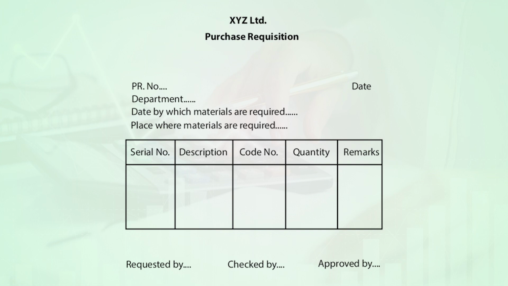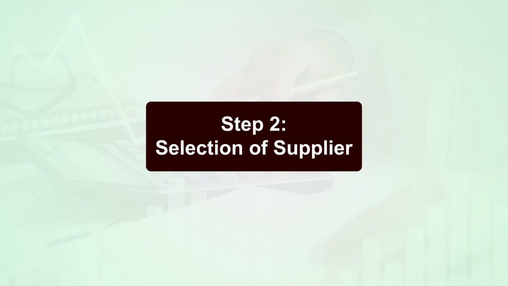It has 5 columns: serial number, description of material, code number if any of the material, quantity required, and remarks if any. And this purchase requisition is to be requested by the person concerned or the department concerned. It is to be checked by the purchase department and it is to be approved by the authorized person from the purchase department.